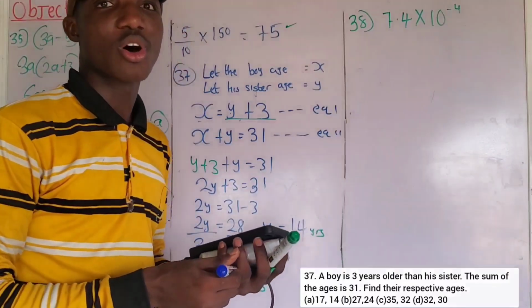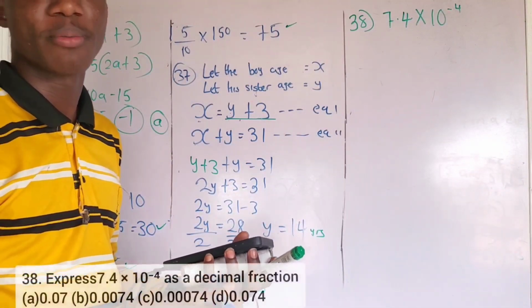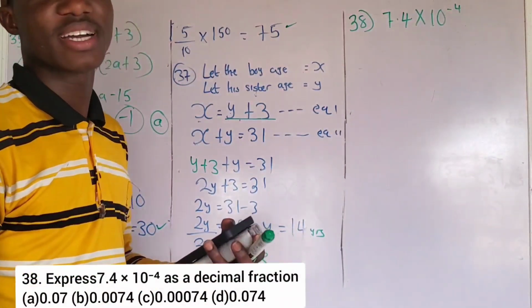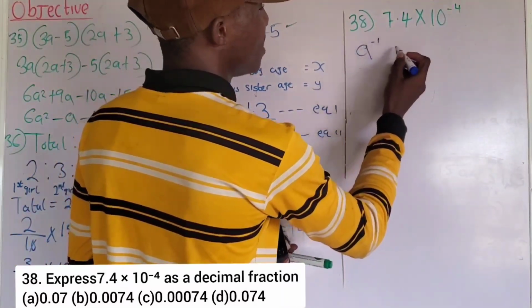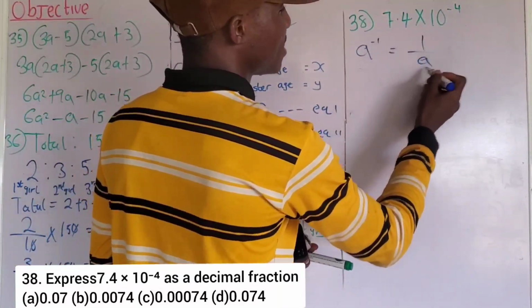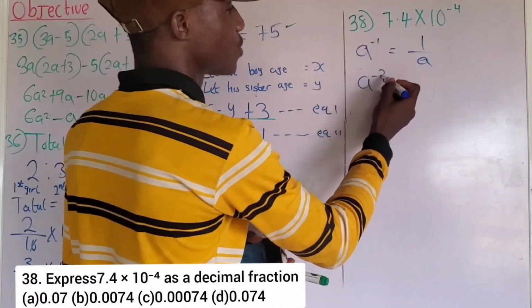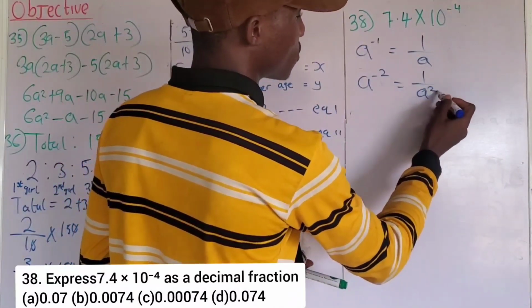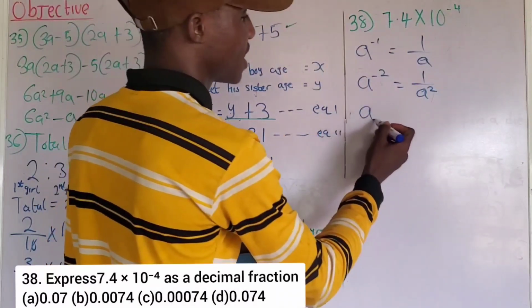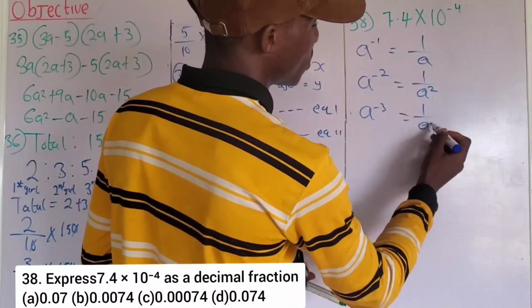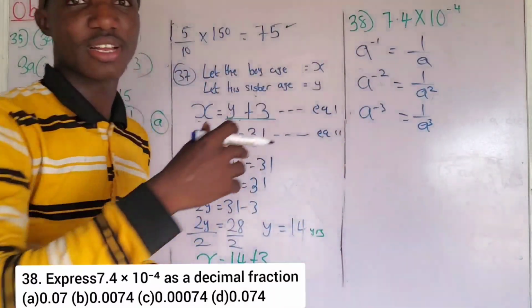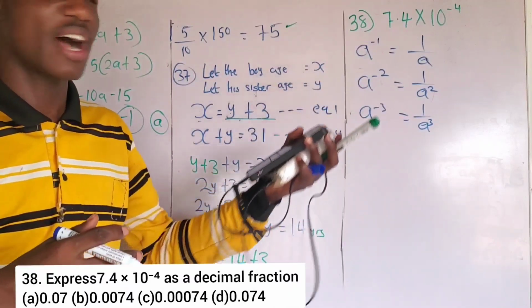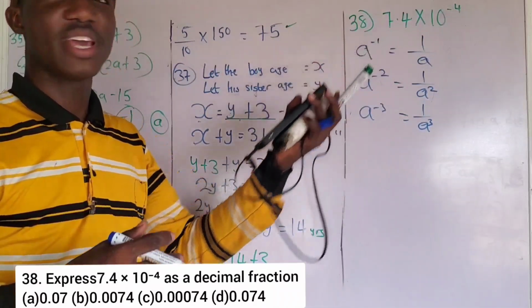According to the laws of indices, I'm very sure you remember, if you have a letter raised to the power of a negative number, for example a raised to the power of negative 1, this can be written as 1 over a, right? If you have a raised to the power of negative 2, this can be written as 1 over a raised to the power of 2. And if you have a raised to the power of negative 3, that is 1 over a raised to the power of 3. Now, the expression that you see here is in standard form.